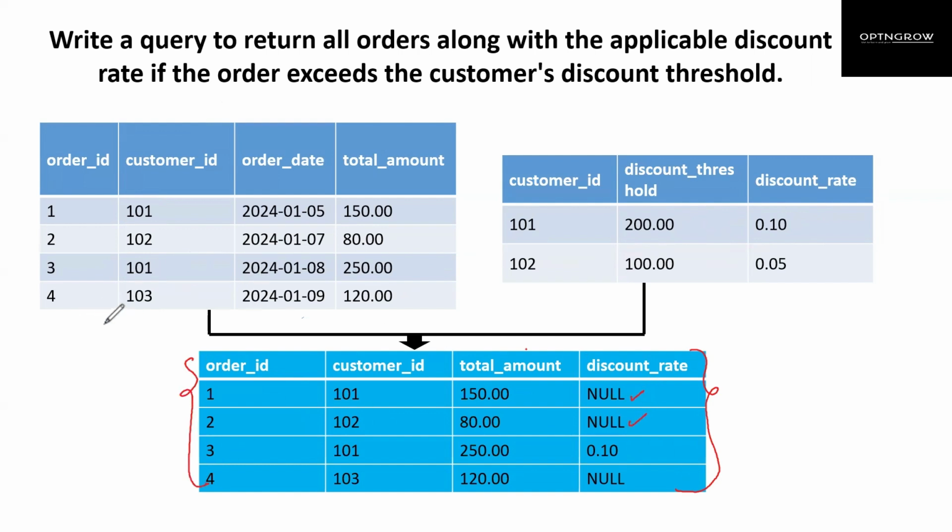You can see that we are getting all the data from the orders table, so this is definitely going to be a left join, because we want the details of all the orders, as simple as that. But in the case of discount rate, we have to do some calculations. I hope I'm clear with the question. Let's quickly write the solution.